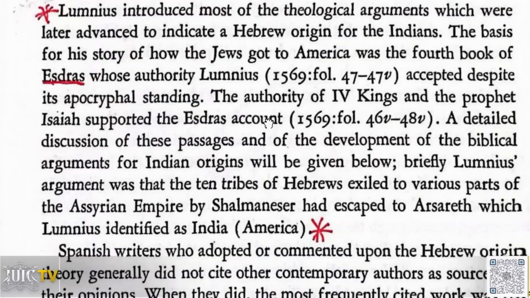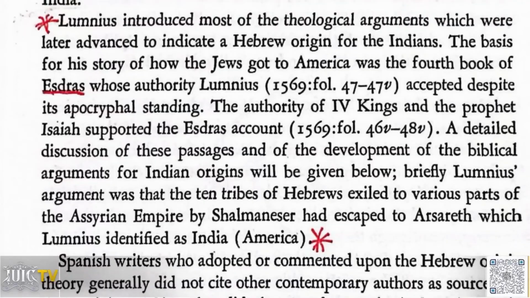That part right there with the asterisks. All right, so watch this. Luminous introduced most of the theological arguments which were later advanced to indicate a Hebrew origin for the Indians. A Hebrew origin for the Indians. That's heavy, man. Yeah, bring it out.